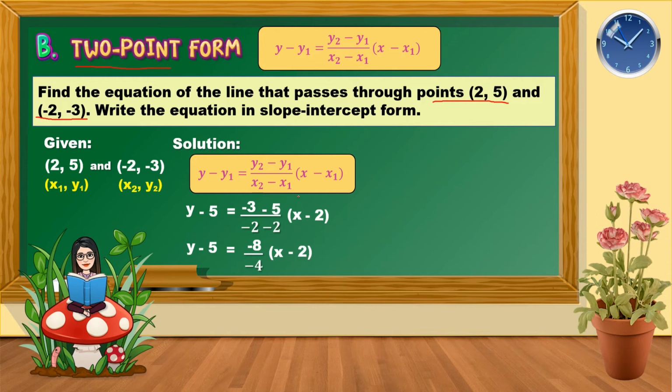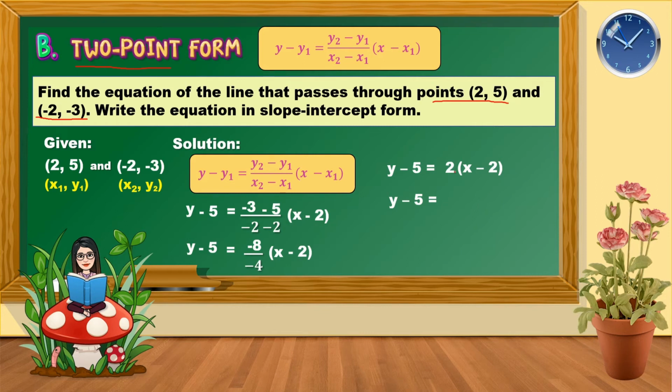Okay. Next. As you can see, may fraction pa dito. Or we can still simplify this. So, bago tayo mag-proceed dito sa iba, ito muna ulit ang ating gagawin. So, let us simplify negative 8 over negative 4. So, this one, rewrite lang ulit tayo. y minus 5 equals negative 8 over negative 4 is positive 2. And then yung x minus 2, rewrite lang muna ulit natin. Okay. Next, as you can see, may parenthesis pa. So, let us eliminate or remove the parenthesis. So, how do we remove the parenthesis? So, ito, rewrite muna ulit, y minus 5 equals.